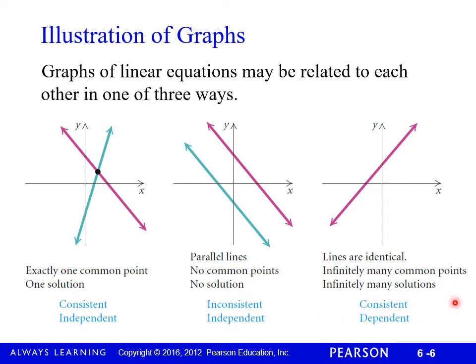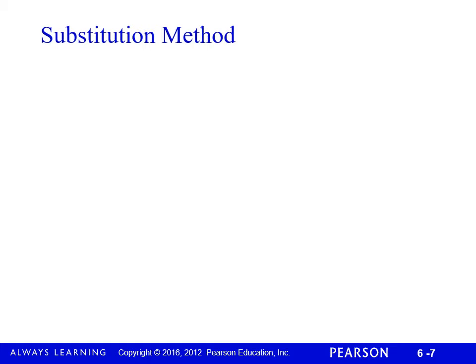But in this case, it's dependent because they are not independent. They're not two different lines. They're really just the same line. So independent means they're two different lines. Dependent means they're technically the same line. Consistent means there's a solution, at least one, and inconsistent means there are no solutions, or the lines are parallel.